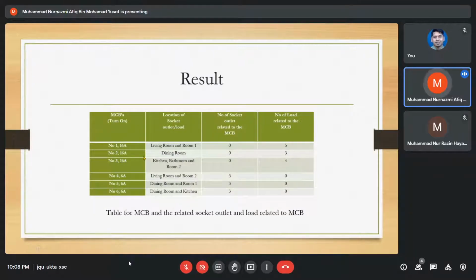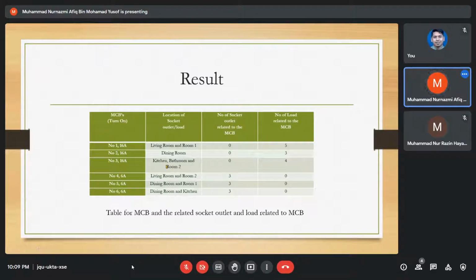This is a table for the MCB and the related socket outlets and loads. For number one, the 60 ampere MCB, the location of socket or outlet is the living room and room 1. There is no socket outlet, and the load related to the MCB is 5 loads. For number 2, the dining room, there is no socket outlet related to the MCB and 3 loads related to the MCB.